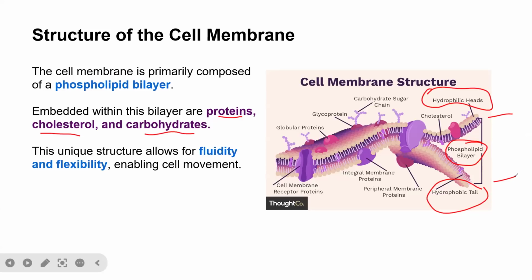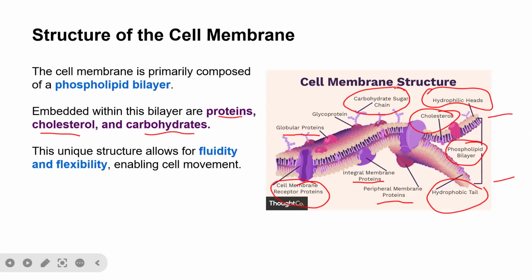And you can see clearly that we have proteins, like globular proteins, as an example of proteins that are found in the cell membrane. We have integral proteins here, and we have peripheral membrane proteins. We also have cell membrane receptor proteins. All these are the proteins that are found on the cell membrane. In addition, there is also cholesterol, which, as you can see clearly here, is also found in the cell membrane. And in addition, we have carbohydrates. You can see that we have carbohydrate sugar chains.